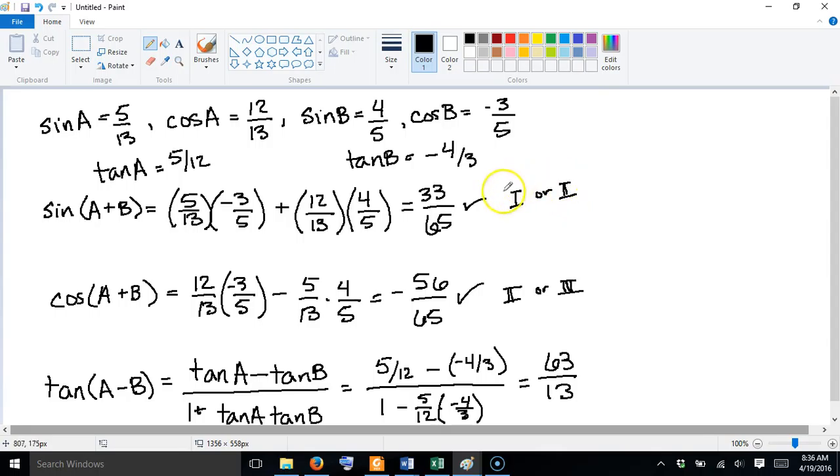Okay, so now looking at this, which one of these do they have in common? Well, that would be quadrant 2. So A plus B is in quadrant 2. And we are done with this problem.